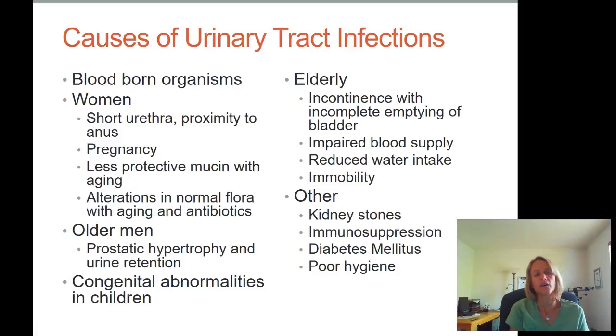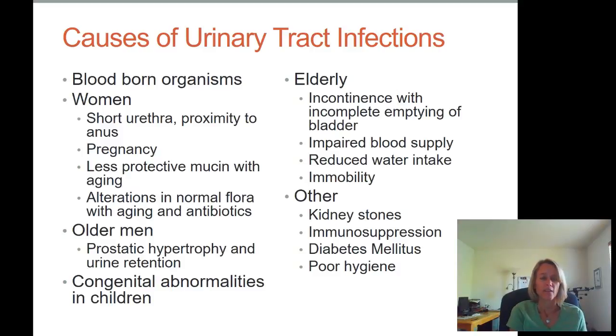So let's talk about some of the causes of urinary tract infections. As I mentioned before, we could have blood-borne organisms, but that's going to be pretty rare. In women, urinary tract infections are more common because they have a shorter urethra, and the urethra is in close proximity to the anus. That's why your mother always says wipe front to back, so we don't contaminate the urethra with fecal matter.